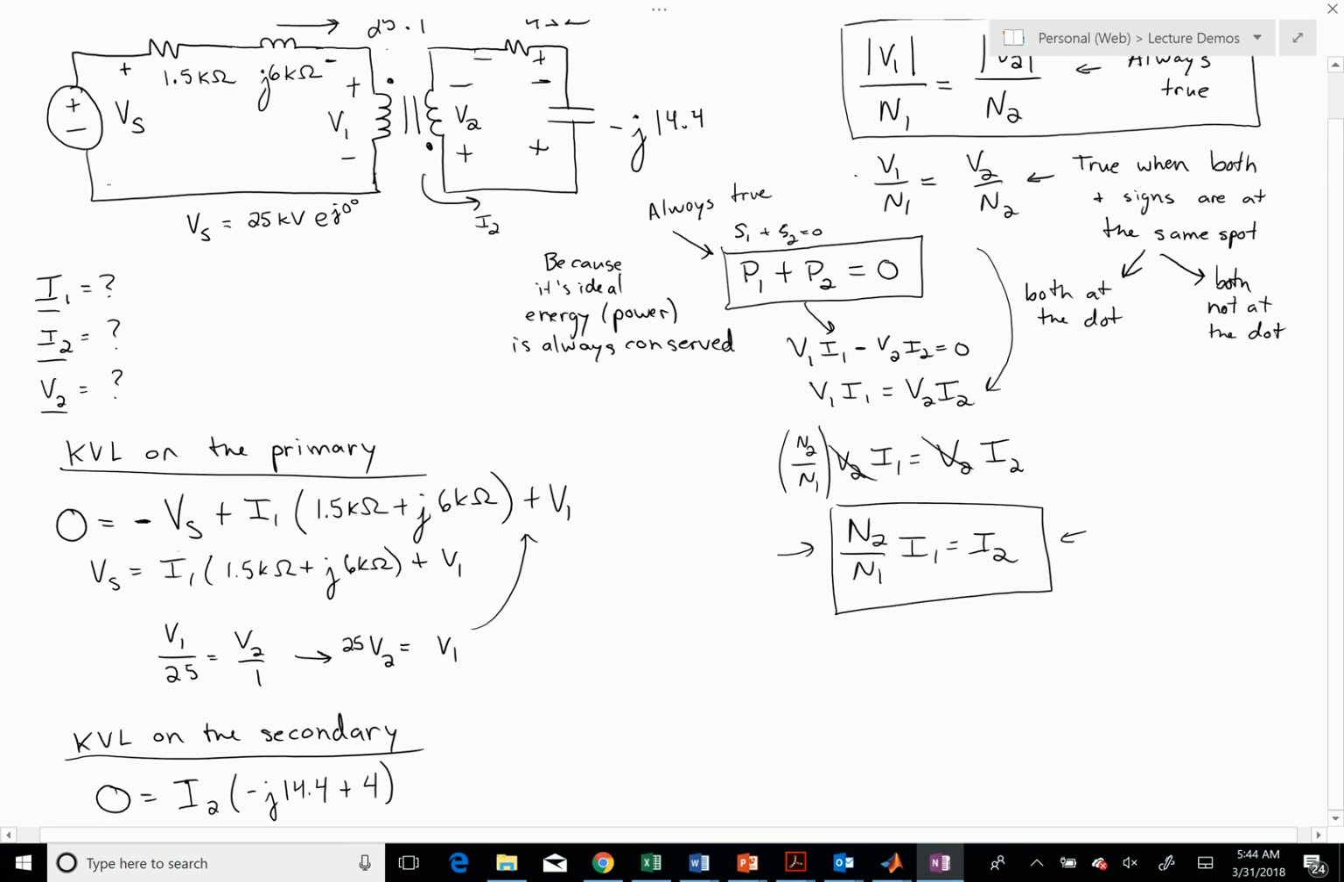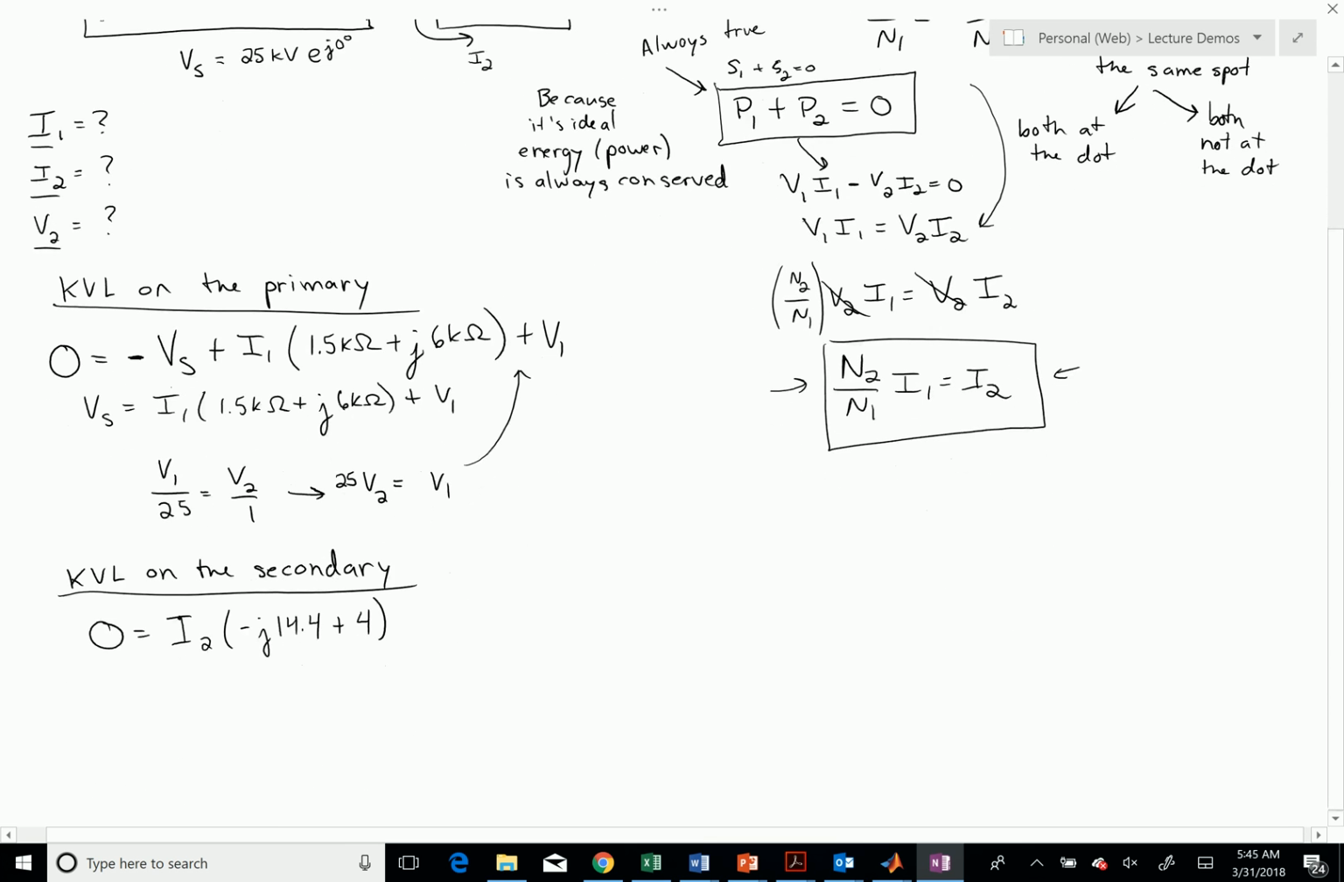All right, and then I go minus the plus through my secondary. So I say minus V2. Okay, so I say V2 equals I2 times negative j14.4 plus 4. Now I know that essentially 25 times this is equal to V1. So V1 would be equal to 25, multiply this whole thing by 25, like that.